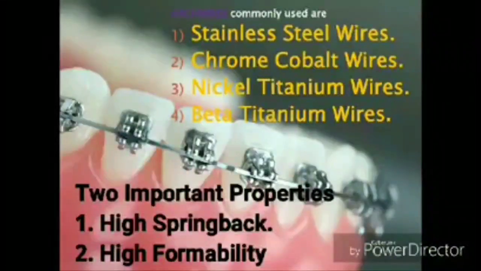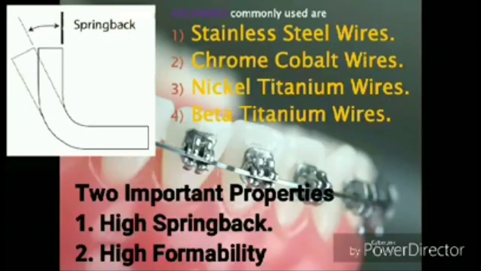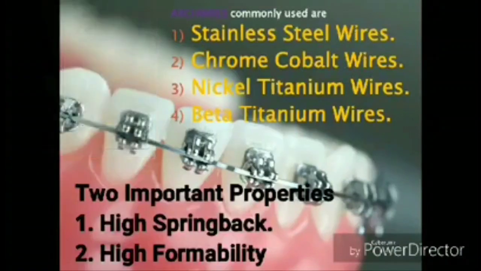Ideally, an archwire must have a large spring back property. That is, it should be possible for the wire to be deflected over a long distance without permanent deformation. This means that a clinician is assured of a large range of movement with minimal adjustments.